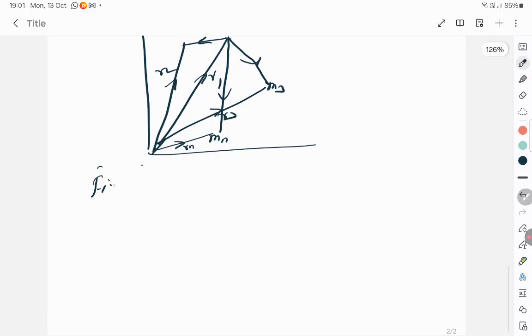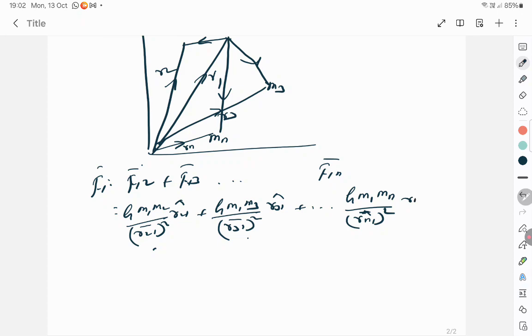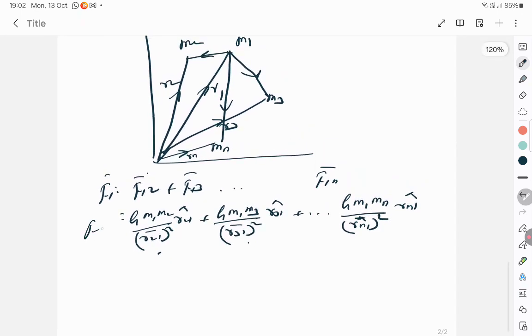So the force on the first body is the force on the first body due to the second body, due to the third body, and due to the nth body. Let's write this. G into M1 M2 by R21 vector the whole square into R21 cap. Next, F13: G into M1 M3 by R31 vector the whole square into R31 cap. Plus dot dot dot, G into M1 Mn by Rn1 vector the whole square into Rn1 cap. This is the force on the first body.